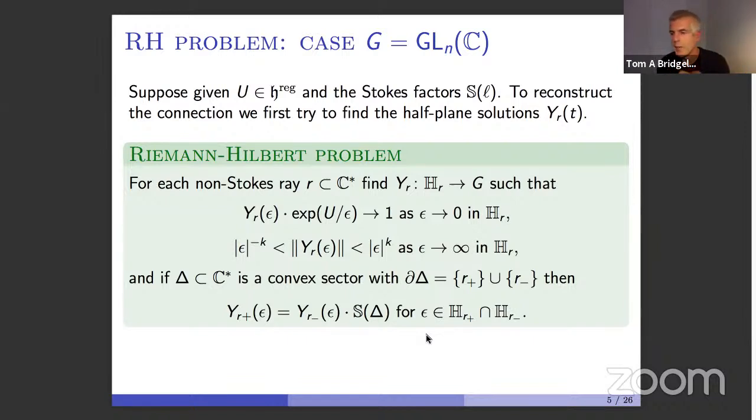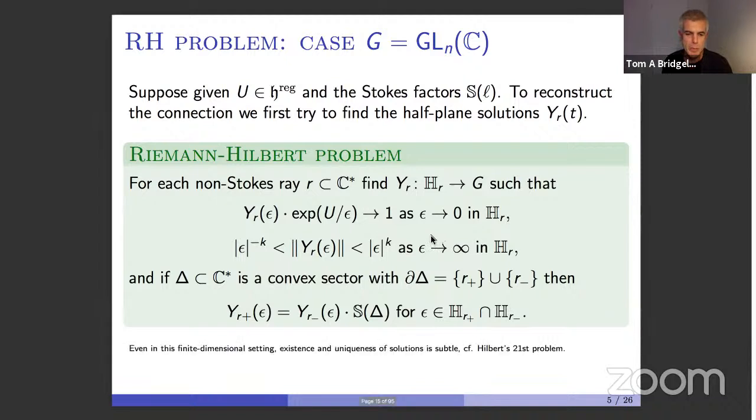Again, Gaiotto, Moore, and Neitzke would have seen a slightly different Riemann-Hilbert problem, because instead of this condition at infinity, they would have had another condition like this, and there was some reality, what happens to the solution when you complex conjugate epsilon. Anyway, this is the Riemann-Hilbert problem we want to think about.